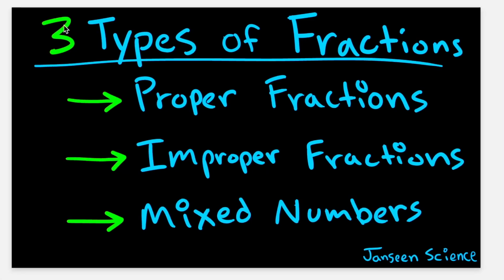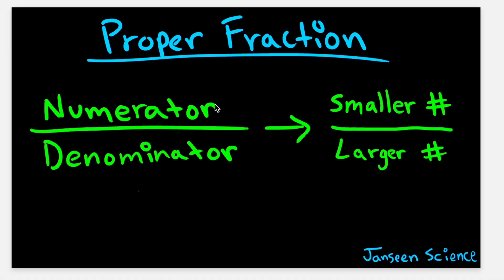In this video, I'll be talking about three types of fractions, and those are proper fractions, improper fractions, and mixed numbers. Now, what is a proper fraction? Well, a proper fraction is a fraction when the numerator, which is the top number of the fraction, is smaller than the denominator, which is the number at the bottom of the fraction.